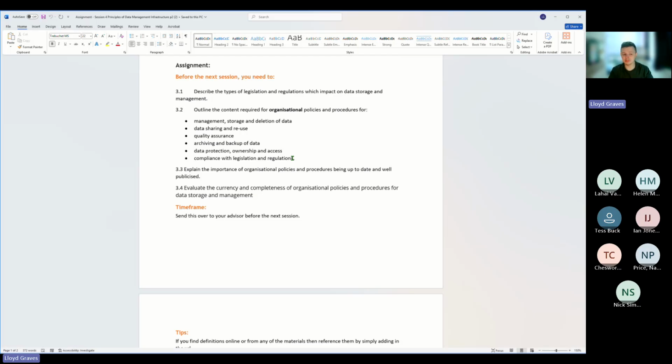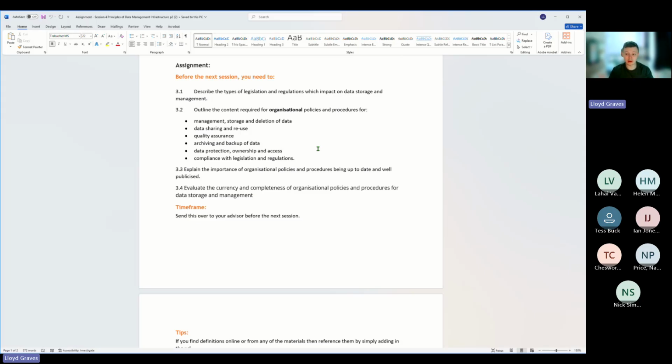So if you were looking at management, storage, and deletion of data, it would be things like who's responsible for management, who's responsible for storage, who's responsible for deleting data, how do we determine what data needs to be stored, archived, deleted, retained for a certain period, what are the retention periods, who deletes it after the retention period, different things like that. If data's archived, who's responsible for unarchiving it?